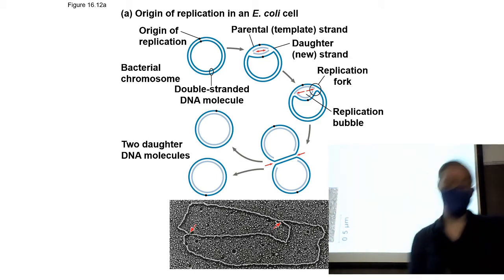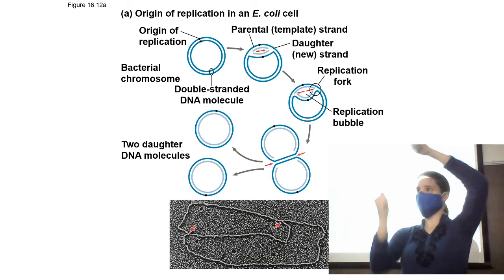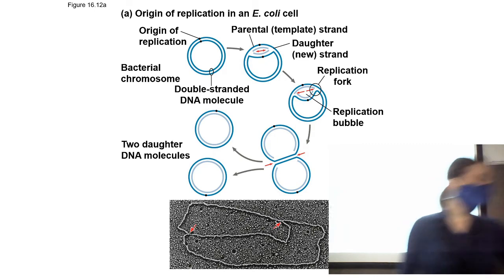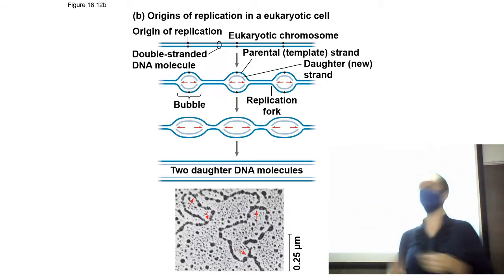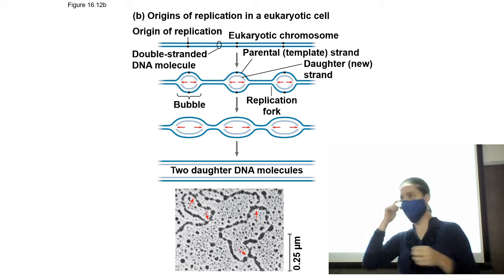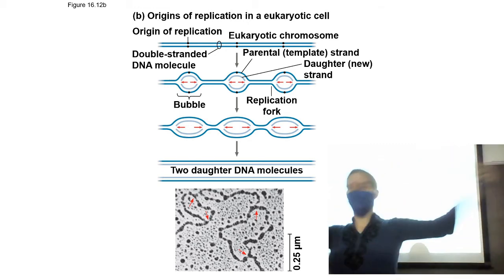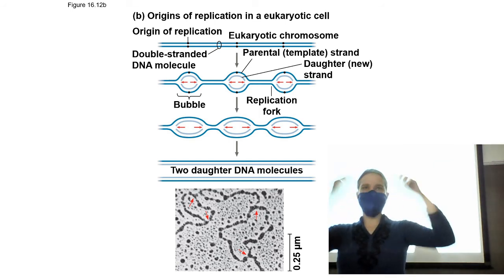In bacteria, you're expecting one replication bubble that's going both directions, opening up fast. In eukaryotic cells, you're actually expecting a lot of replication bubbles to be opened at the same time. Eukaryotic DNA is going to be linear. It doesn't loop back on itself. It twists, but it's not connected at the ends.